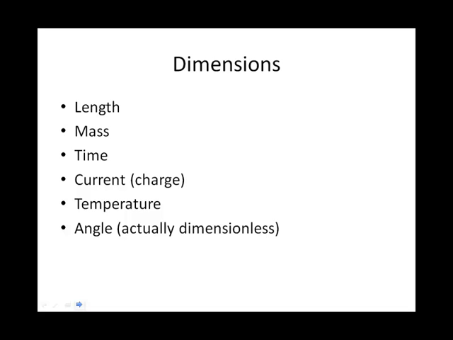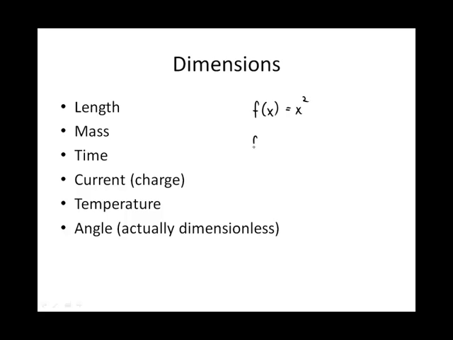Angle is a dimensionless quantity, and this is hugely important because there are some functions which cannot have a dimensioned quantity as the argument of that function. So what is the argument of a function? If I say f of x equals x squared, x is the argument of that function.